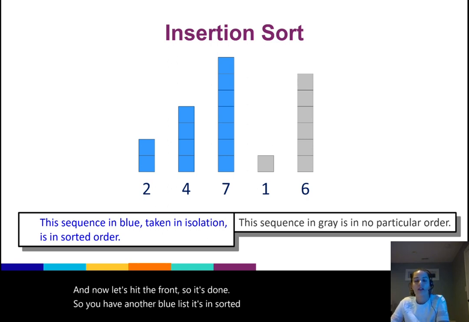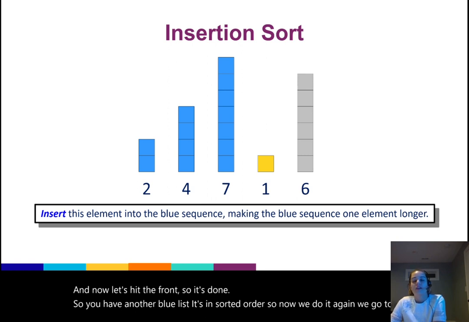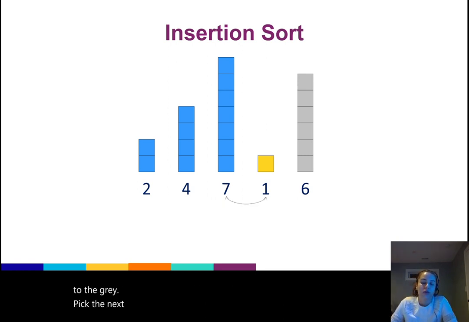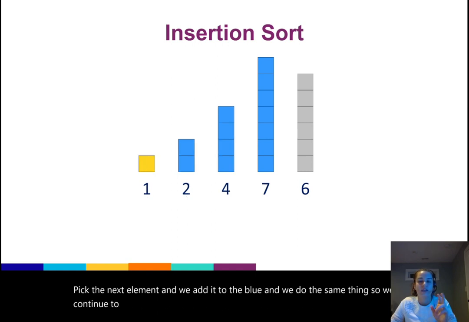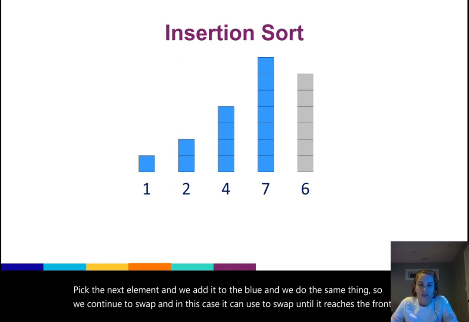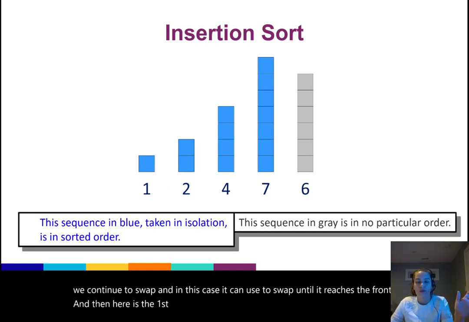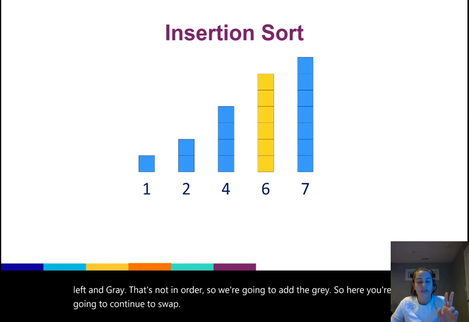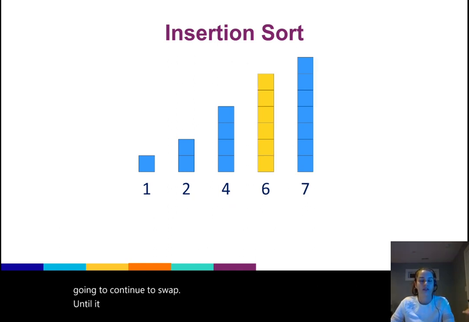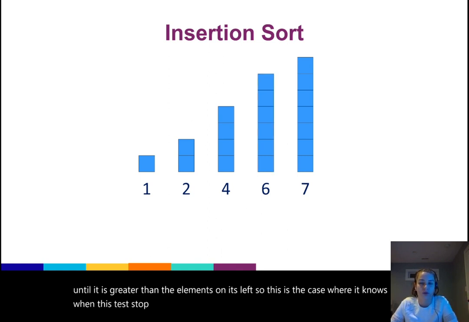So now we do it again. We go to the gray, pick the next element, and add it to the blue, and we do the same thing. We continue to swap, and in this case it continues to swap until it reaches the front. Then here is the first case where blue is in order and we have 1 left in gray that's not in order, so we add it. Here you continue to swap until it is greater than the elements on its left. This is the case where it knows when to stop, because 6 is greater than 4.